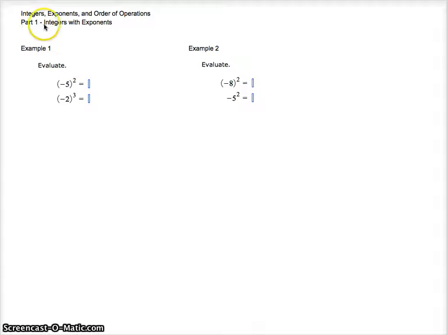We're going to talk about integers, exponents, and orders of operations. In part 1, we're going to look just at the integers and the exponents. What we need to talk about is an exponent, if you recall, is repeated multiplication.